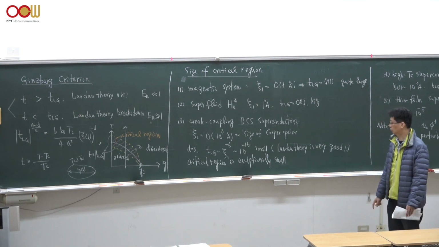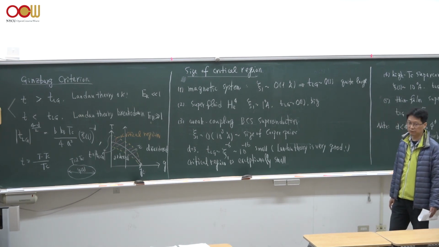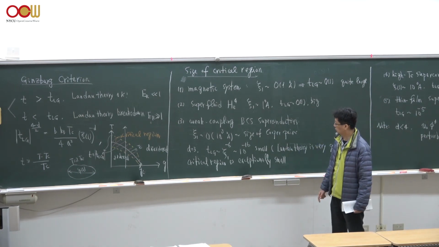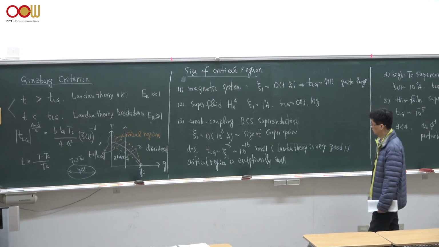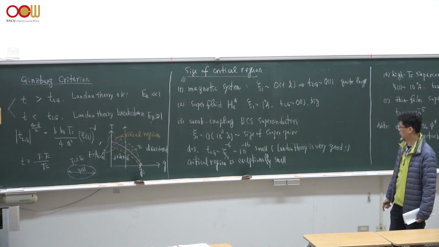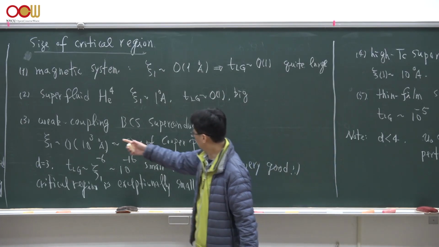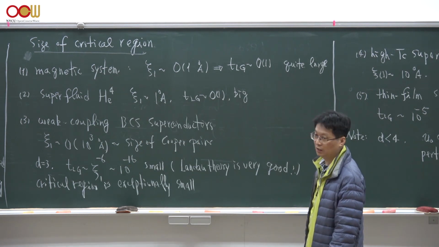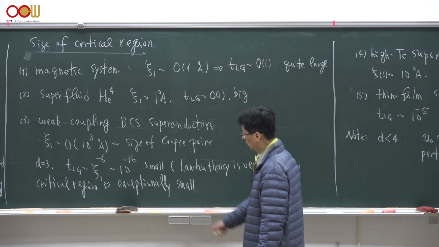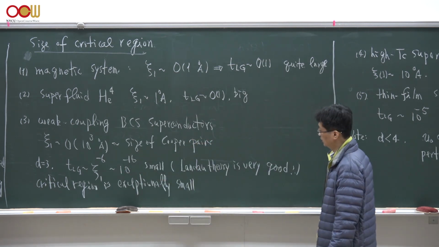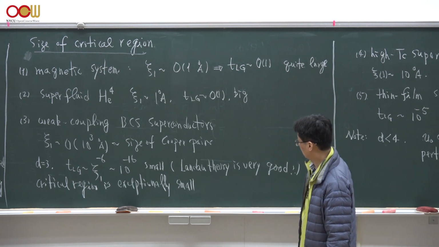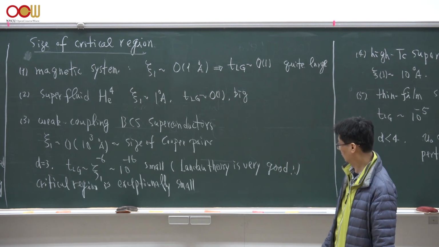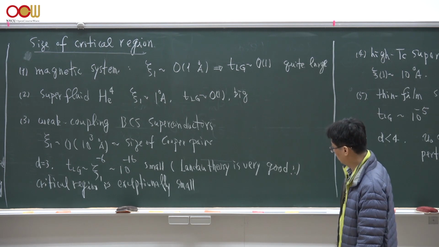On the other hand, for superconductors, this t_LG can be very, very small. For example, in the BCS superconductors, where ordinary metals, when the temperature is low enough, become superconductors mediated by electron-phonon couplings. In those weak coupling BCS superconductors, ξ1 is about 1,000 angstrom, which is the size of the Cooper pair. In particular, for three-dimensional BCS superconductors, this t_LG goes to that small value, 10 to the minus 16, which is really, really tiny, which means that this critical region is really, really small.